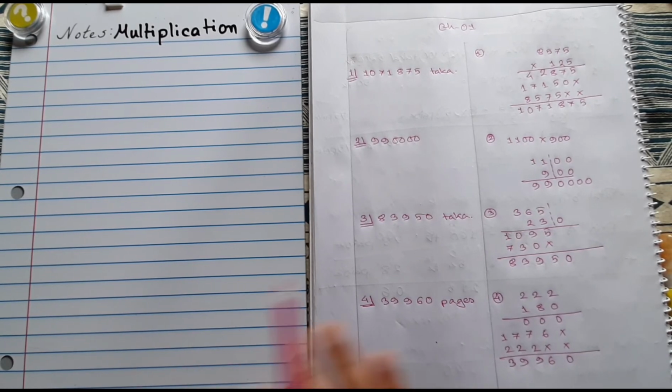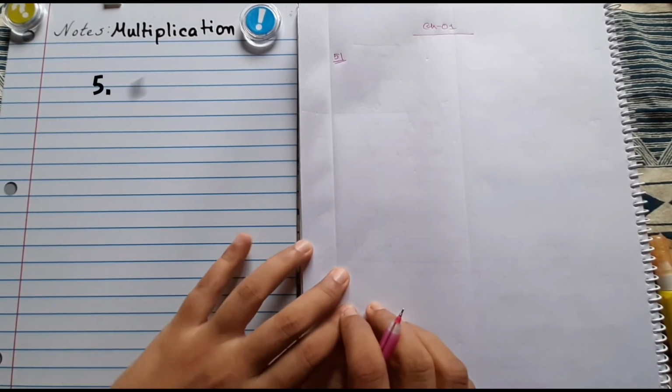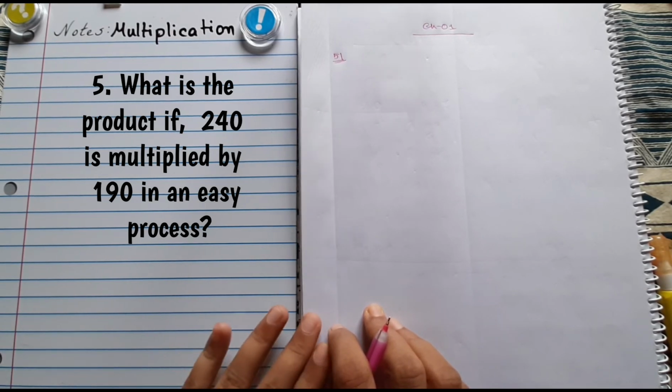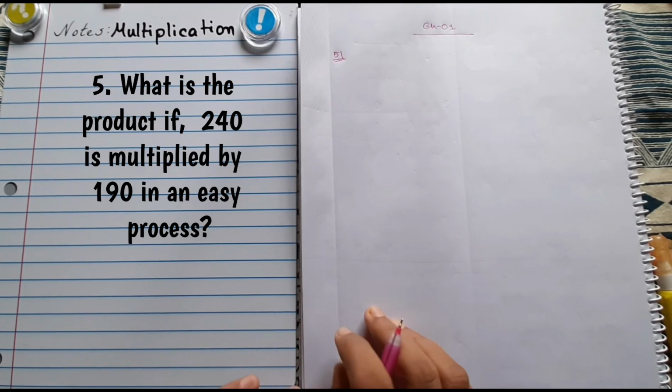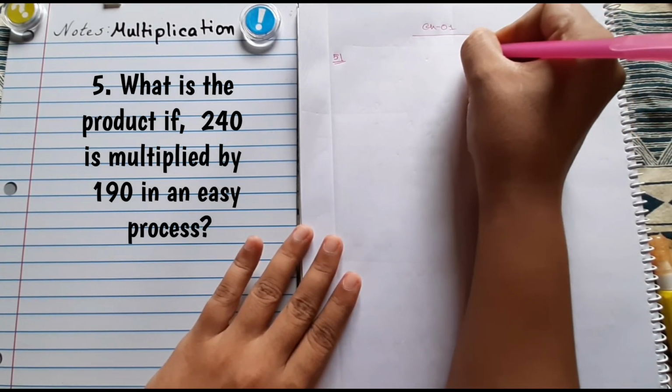And now we are going to do the 5-number math, which is actually a little bit important, right? You can see the question on your screen. What is the product if 240 is multiplied by 190 in an easy process? Okay, they told us to find it in an easy process. So we are going to find it in an easy process, but how to do it? They gave us this 5-number rough.